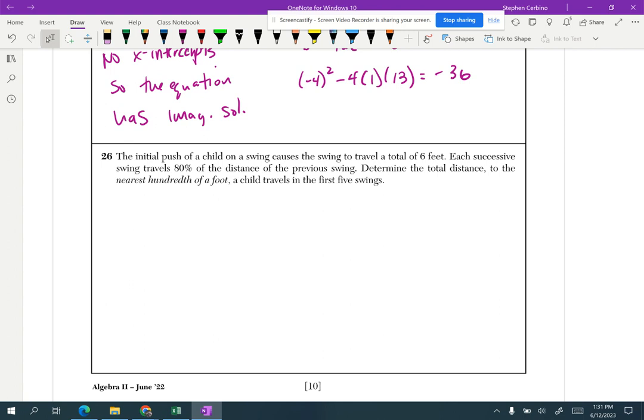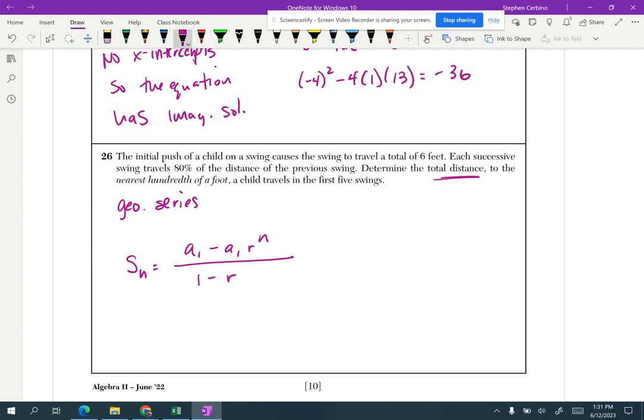All right, next it says the initial push of a child's swing causes the swing to travel a total of 6 feet. Each successive swing travels 80% of the previous distance. Find the total distance of this geometric series. The geometric series formula is the first term minus first term times r to the n, all over 1 minus the r.